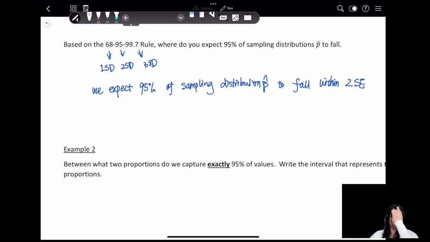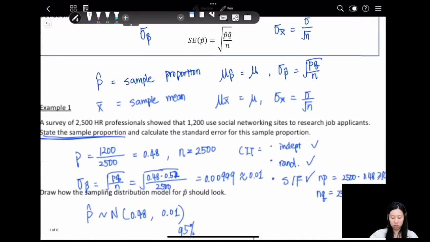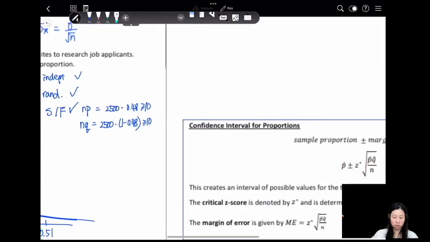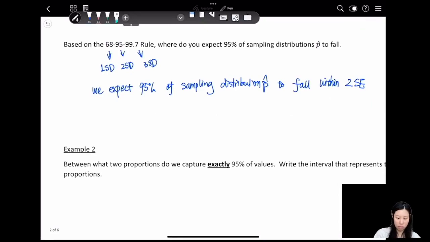We don't call it standard deviation anymore. But what is that? Let's take a look. Two standard errors is 0.46 to 0.50, right? But that's approximate. If you want to be more accurate, we need to use GeoGebra to find out what will be the actual 95%.